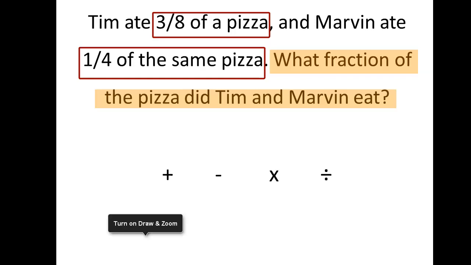So I want you to think about those quantities and how they relate to one another. And if it's asking what fraction of the pizza did Tim and Marvin eat, are we trying to figure out the total amount of pizza that they ate? Are we trying to figure out the difference between the amount of pizza that they ate? What is it that that question is really asking us?